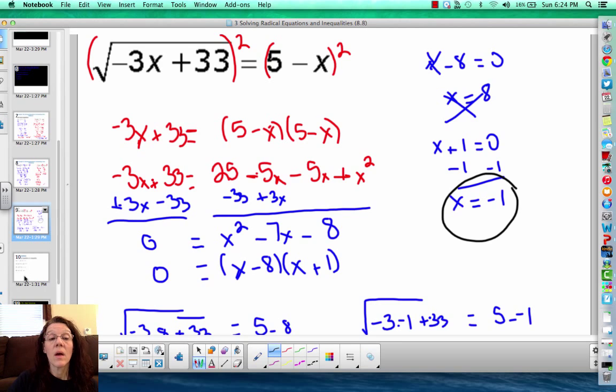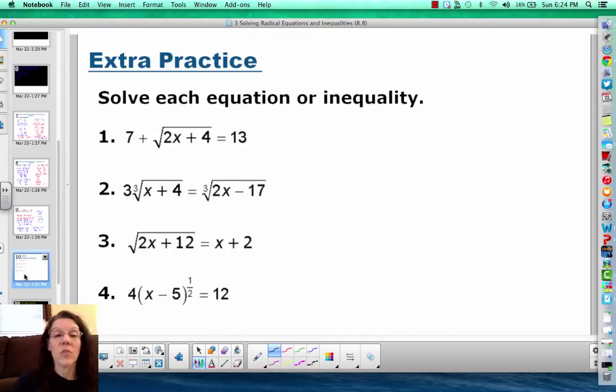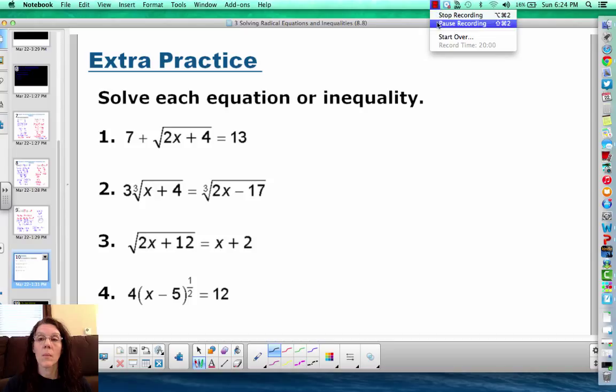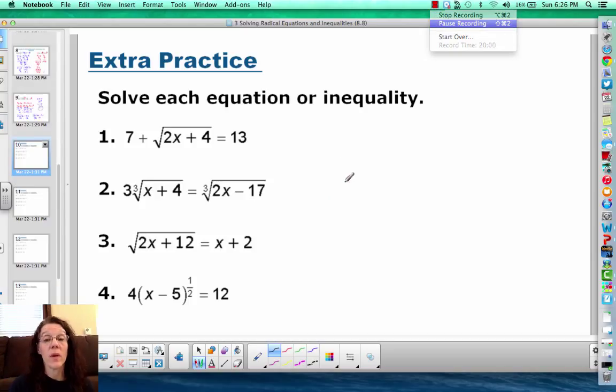All right, I have 4 problems here that I want you to try. As you're trying these, I want you to be really, really careful with them. I want you to practice them on your own, and we're going to come back and work them together. All right, we're going to work through each one of these. I'm going to work each problem over here one at a time.